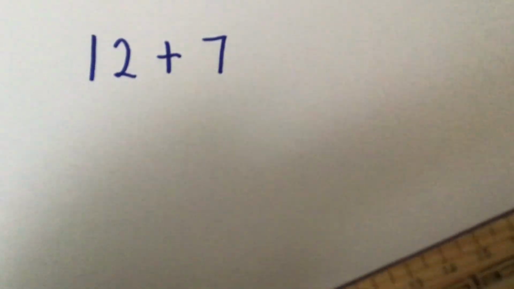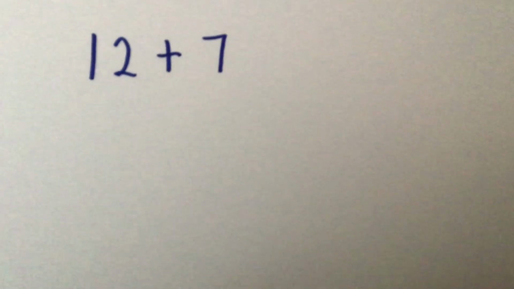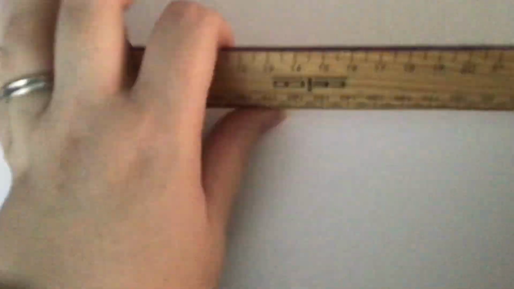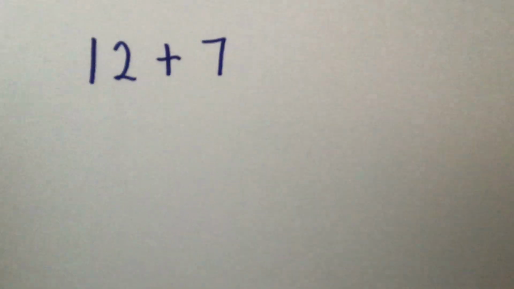Hi, today I'm going to show you how to add numbers on a number line. So you're going to need a ruler or something nice and straight and your grey lead. If you'd like, you can use another colour as well so that you can see the addition.